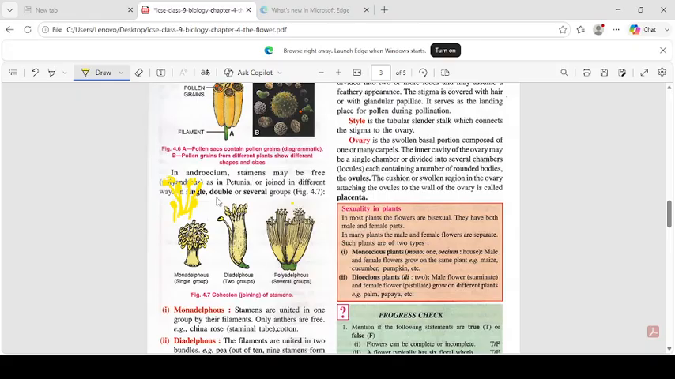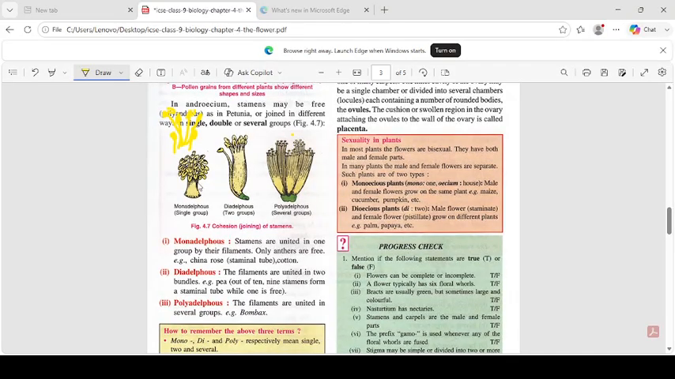Then we will be having the adelphous condition if filaments are fused in different groups. In case of China rose, you have seen that filament is fused only in one group, making a staminal tube where kidney-shaped or monothecous anthers are present. So that condition is called as monoadelphous in China rose. Example may be asked in the examination.